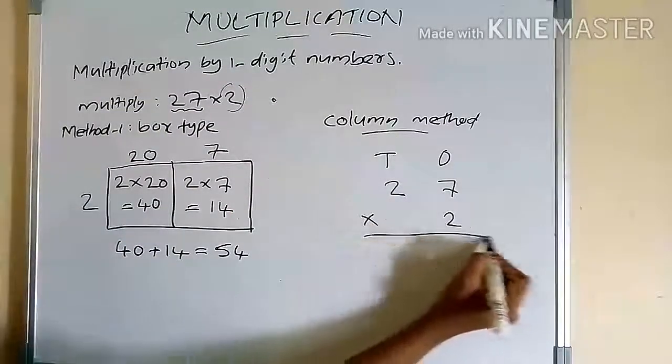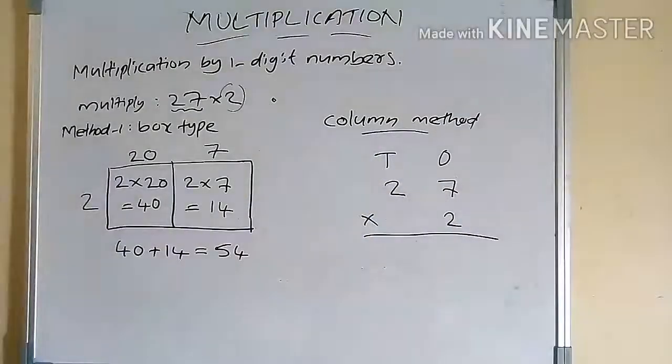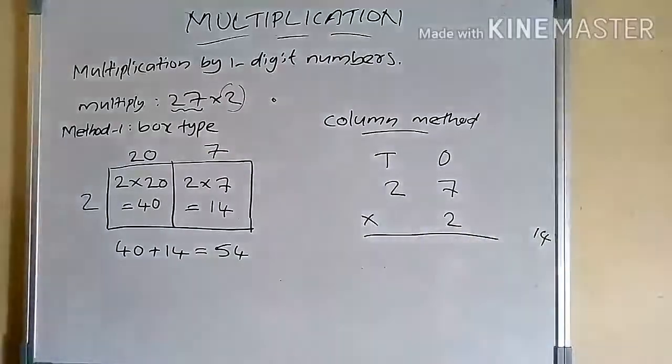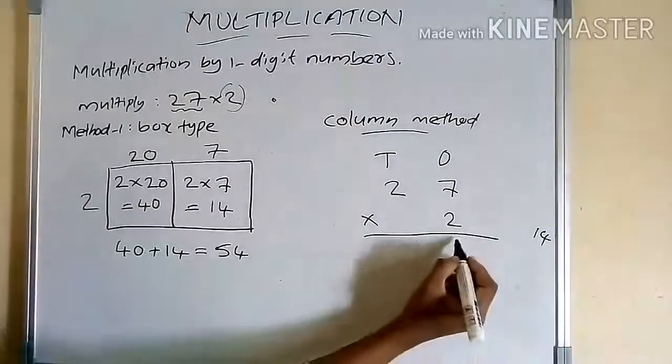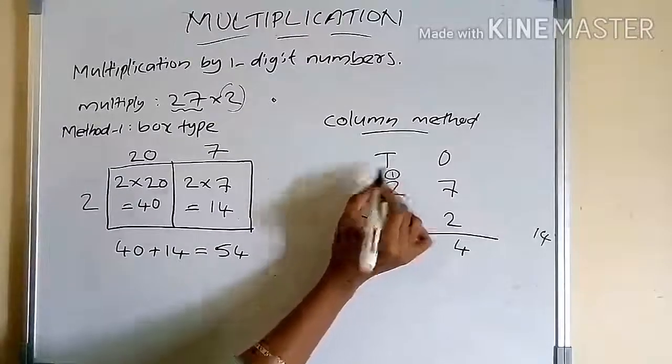Multiply these two numbers. Multiply 7 into 2. What is the answer? 7 into 2 is 14. We cannot write 14 in the 1's column. Only write 4 in the 1's column. The remaining 1 is carried over to the 10's column.